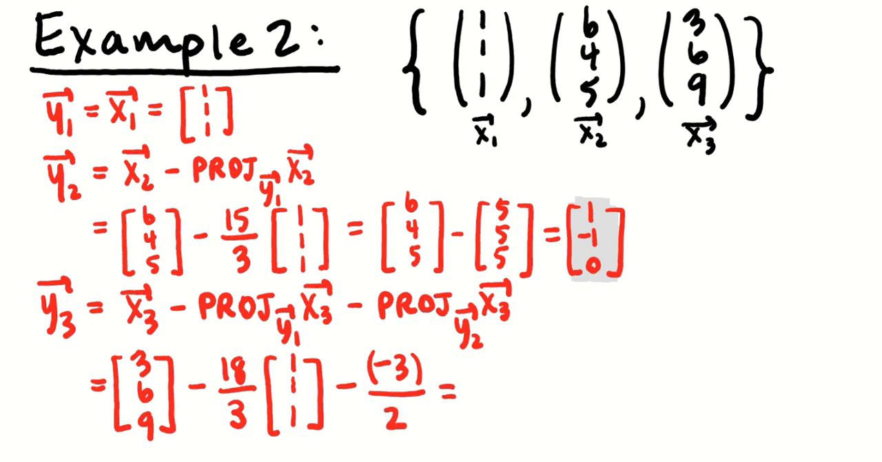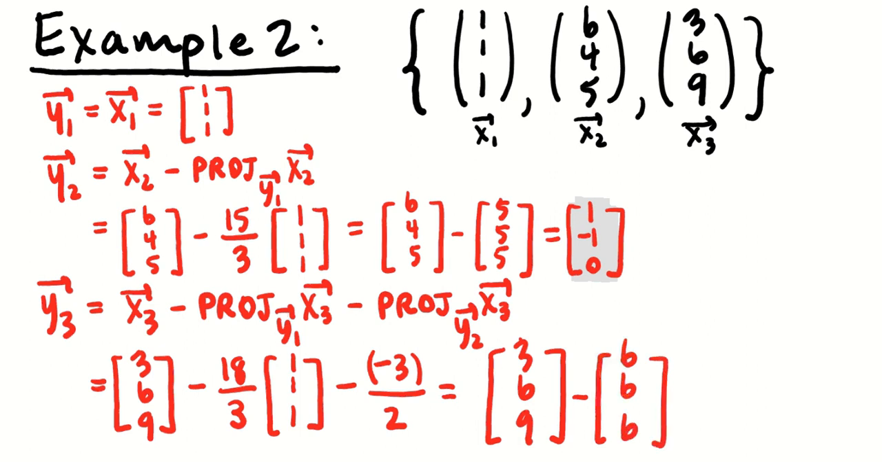Okay. You just have to be a little careful with the arithmetic here. (3, 6, 9) minus 6, 6, 6. Wait, whoa. Minus plus 3 halves of what? That's going to be tough to fit in here, but I think I can do it. 1, negative 1, and 0. Yeah, I'm good. Minus that plus 3 halves of what I'm looking at. I'm going to use some decimals here to make my own life a little easier. Negative 1.5 and 0.